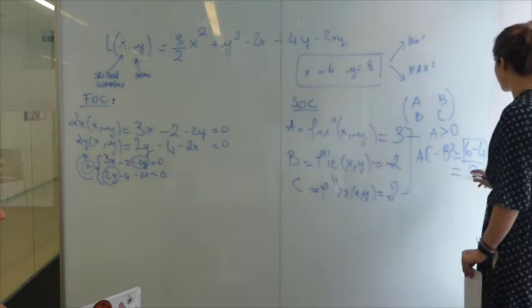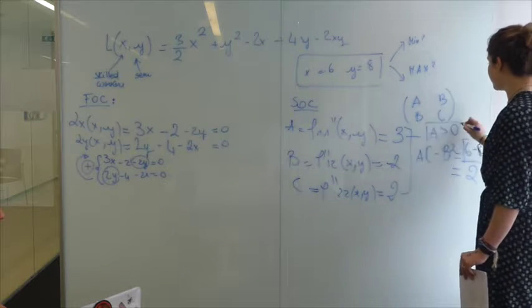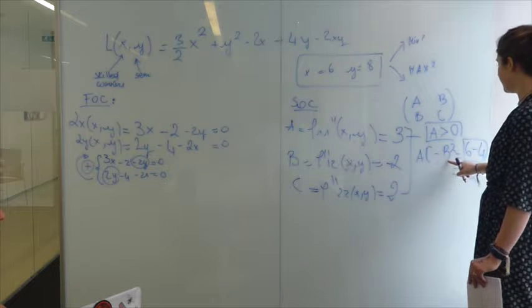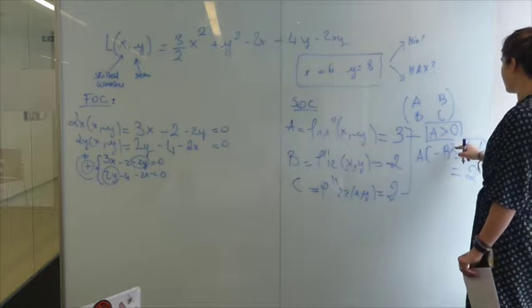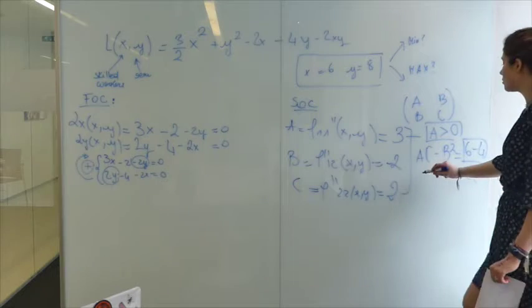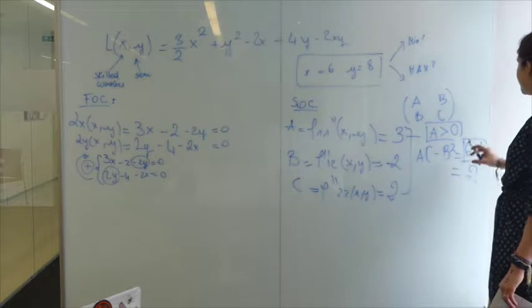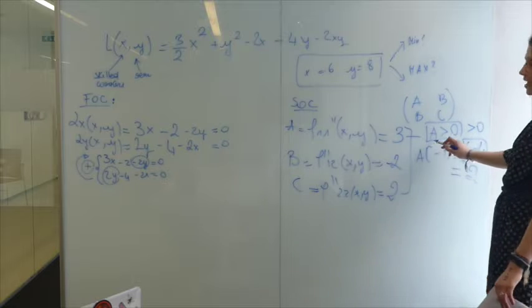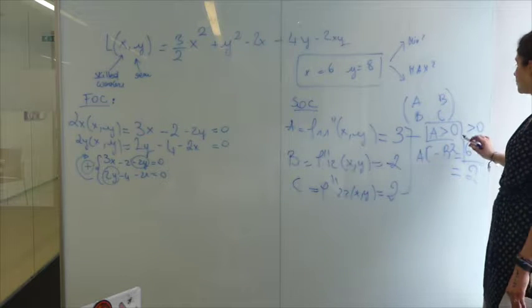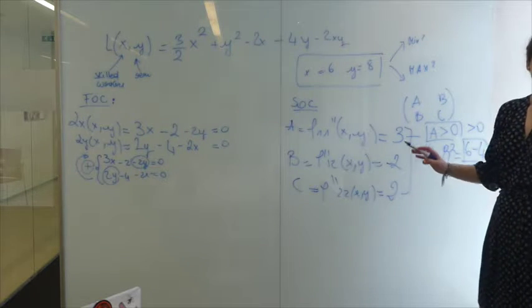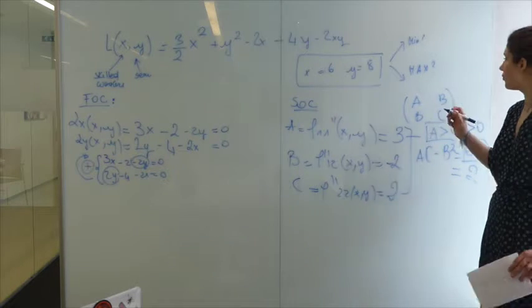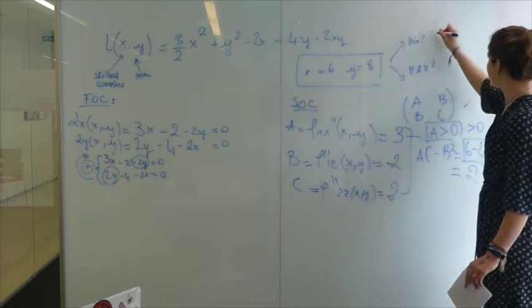So we have A greater than 0 and AC minus B squared is greater than 0. So when A is greater than 0 and also AC minus B squared is greater than 0, we know that it is a minimum.